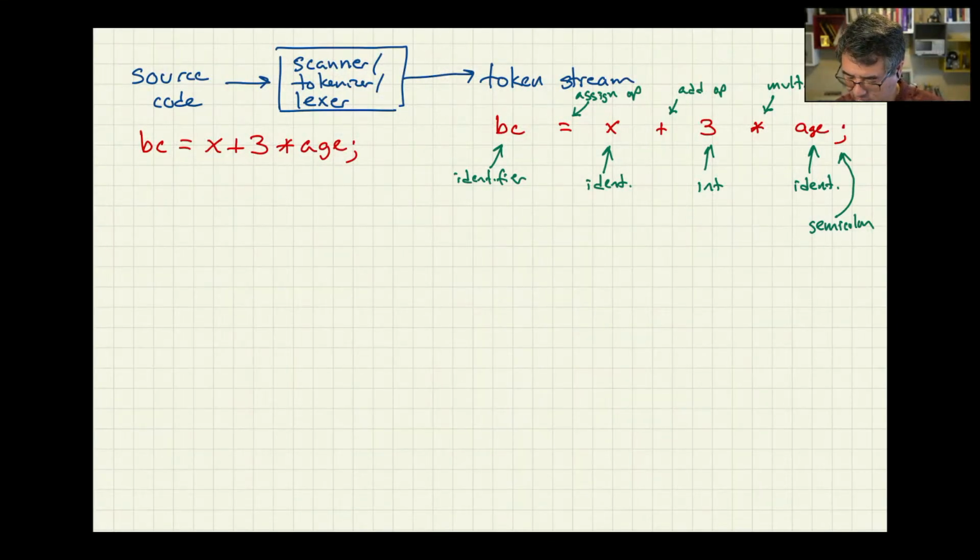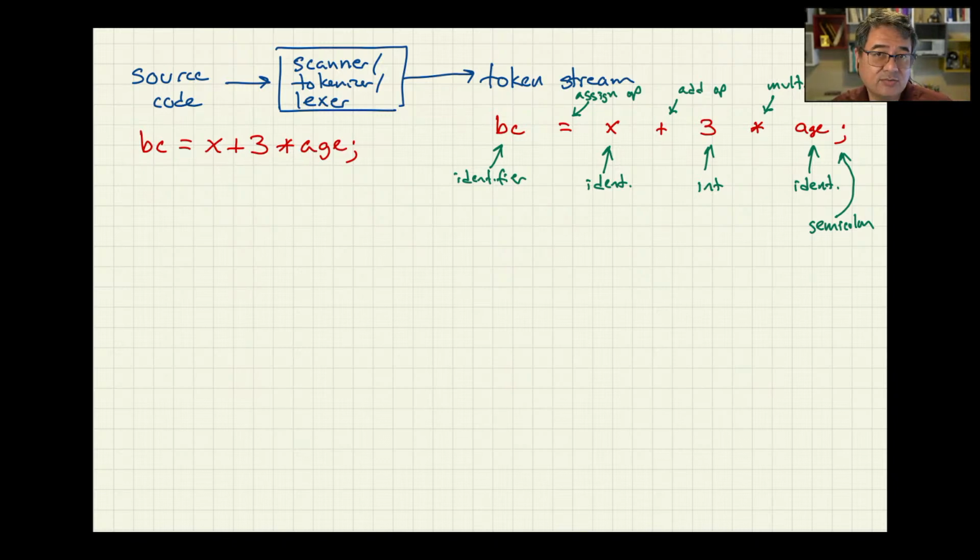If we have a statement like BC equals x plus 3 times age, we need to go through and tag each one of those pieces with what they are. After the tokenizer is done, you get this token stream, which consists of the source code with these tags attached to each one of the pieces. Like BC is an identifier, and X is also an identifier, and 3 is an integer, and age is an identifier. And we've got the multiplication, addition, and assignment operators. So how does the tokenizer do this? Well, it does it with regular expressions and finite state machines.